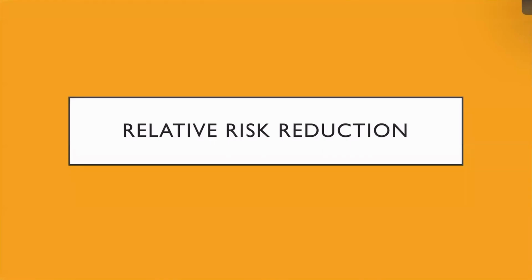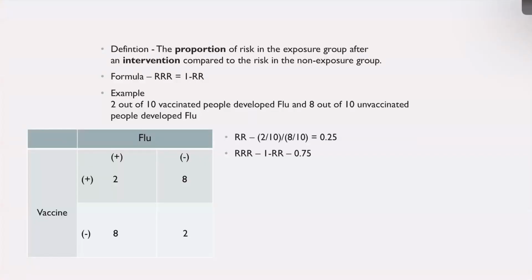Then we have to talk about relative risk reduction. The definition is the proportion of risk in the exposure group after an intervention compared to the risk in the non-exposure group. So it basically says how much the risk has been decreased, but in a relative way. Why do I say relative? We'll check it out later when we go through attributable risk. Okay. So the formula is pretty straightforward. Relative risk reduction is simply 1 minus relative risk.